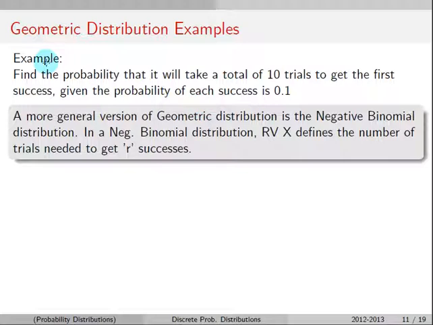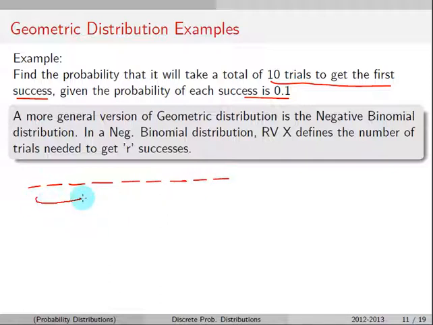Here there's an example for a geometric distribution. It says find the probability that it will take a total of 10 trials to get the first success, and the probability of each success has been given to be 0.1. So in this case, how do we find that probability? Which means that I should have had 1, 2, 3, 4, 5, 6, 7, 8, and 9. I needed to have 9 failures.